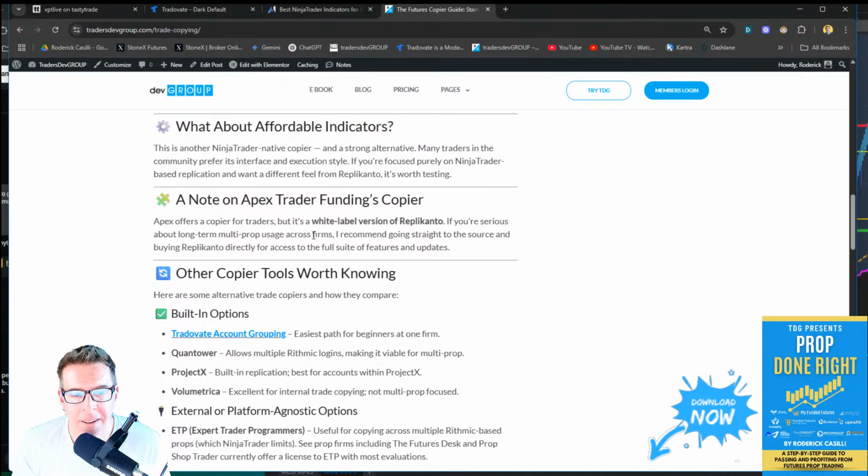Apex has made enough money from the trading community already. Those of you who know, I'm still very friendly with Apex. I think they have a place in the marketplace. They're continuously improving. But I wouldn't use their white label version of Replikanto.